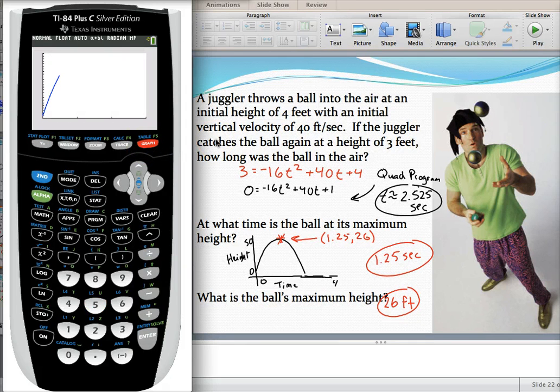So here, there's the ball going through the air. Looks like, oops, I just missed the vertex. So don't get upset if you don't see it. Just go back and try something else. So my Y needs to be a little bit higher.